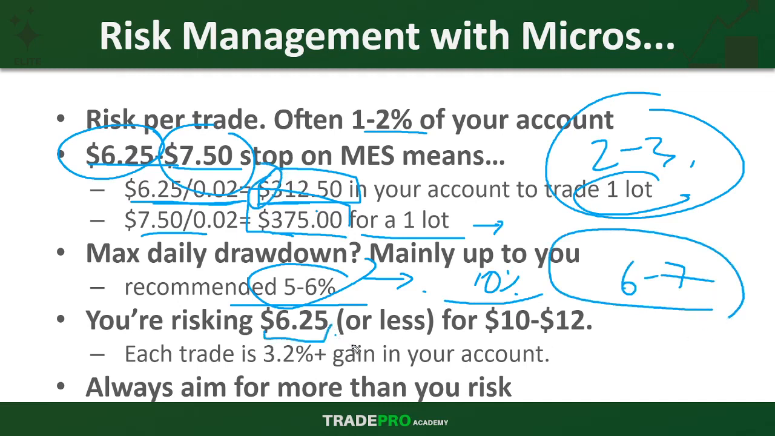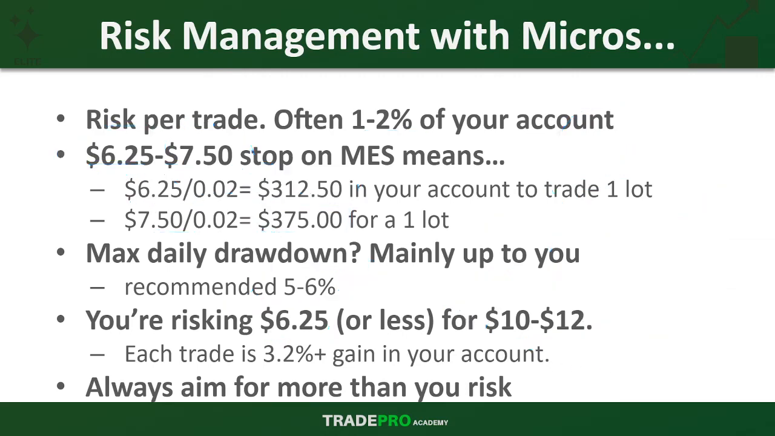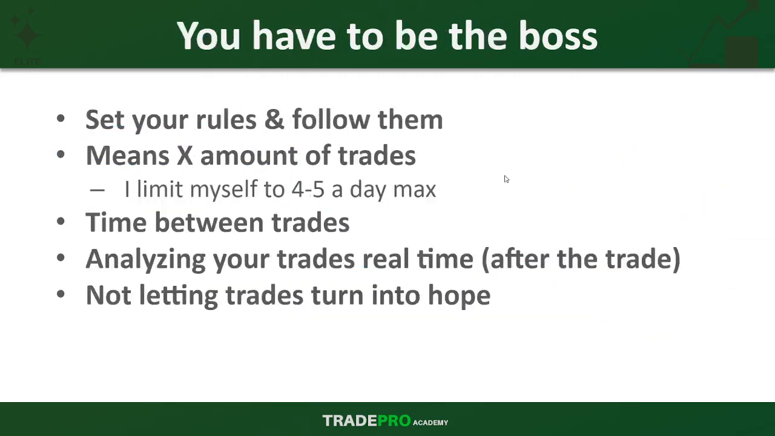So if you're risking $6.25, right, you're looking to gain about 10 to 12 bucks on each trade, right? Always aim for more than you risk.